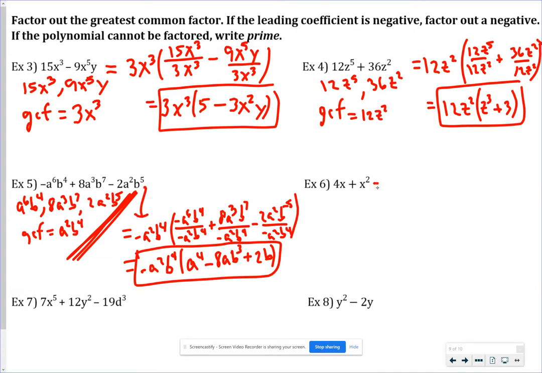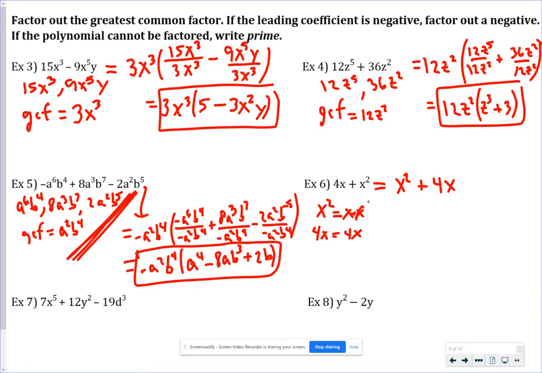Example 6. First thing we're going to do, we're going to rewrite that in standard form. We like to have standard form when we are factoring. So we're going to switch that around, make it x squared plus 4x. That's going to be important to remember in the next assignment too. Standard form. So x squared plus 4x. So let's look at those terms. X squared is x times x, so I have an x times an x. I have a 4 times an x.